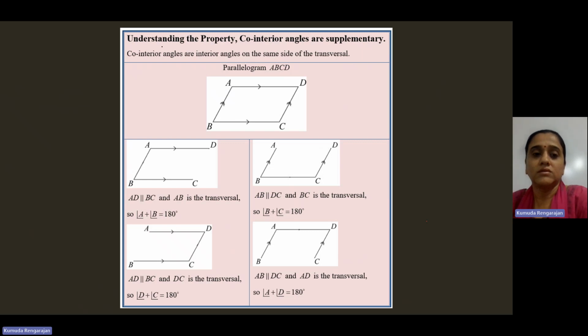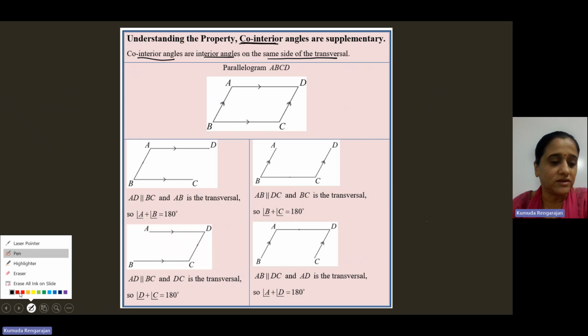Before we continue with the next question, I just wanted to recall this property of a parallelogram. Co-interior angles are supplementary in a parallelogram. Here you see a parallelogram ABCD. What do we mean by co-interior angles? They are interior angles on the same side of the transversal.